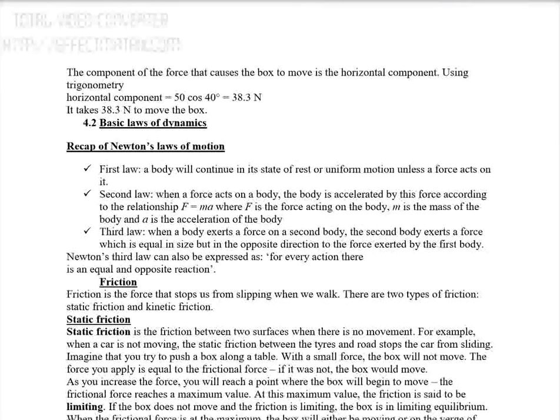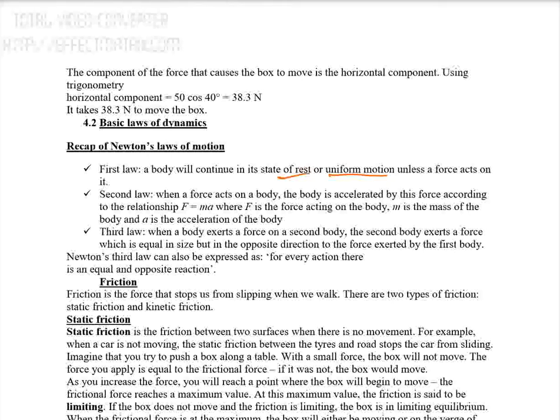And the other thing is the basic laws of dynamics. The basic laws of dynamics are Newton's laws. We have three laws of Newton: first, second, and third law. According to Newton's first law, if there is no external force acting on an object, if the object is at rest, it remains at rest. Or if the object is in uniform motion, that means moving with constant velocity, the object will keep moving with that velocity. That means it will not accelerate until an external force is acting on the object.